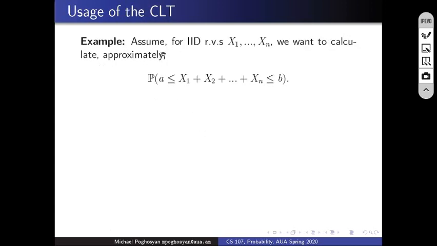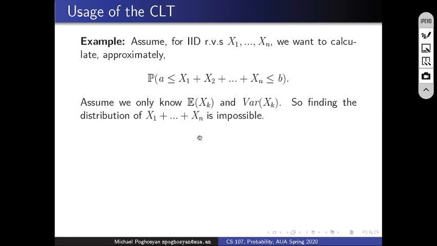So example, assume we have IID random variables and we want to calculate approximately this probability. We just know the expected values, we just know the variances, but we do not know the distribution. We want to estimate this. We will calculate approximately. Assume we know only this and that. Finding a distribution is impossible because we do not know the distributions of xk's individually. Okay, we need to rely on CLT.